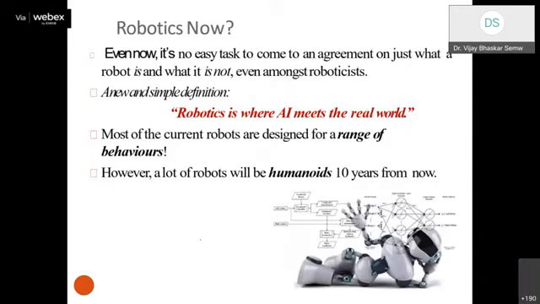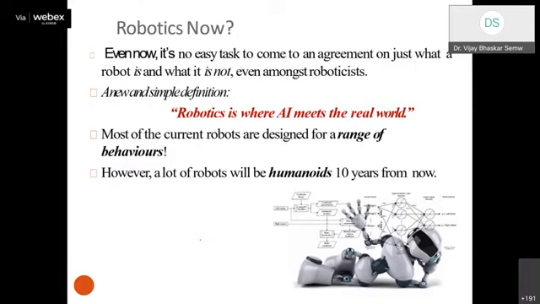Now, what is a modern robot, and what could the robot structure be 10 years from now? Even now, it is very difficult; there is still no common opinion among experts about the definition of robots. It is not easy to come to an agreement on just what a robot is and what is not. So, a new and simple definition: robotics is where AI meets real world problems.